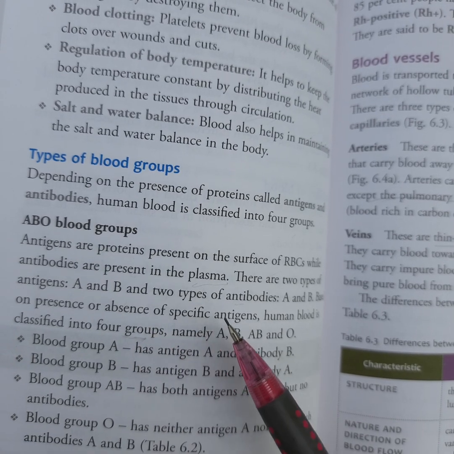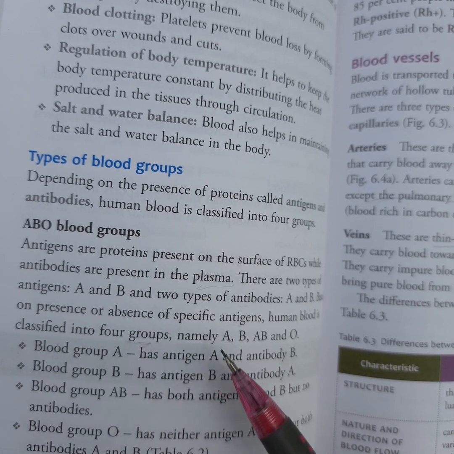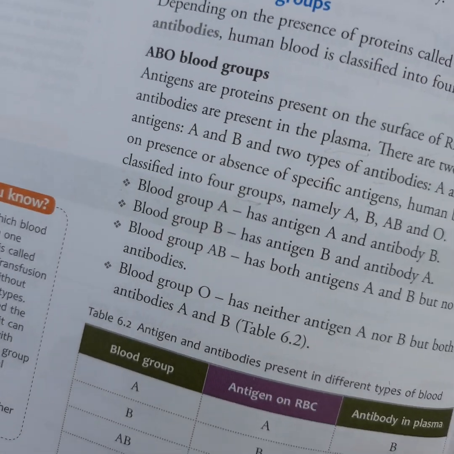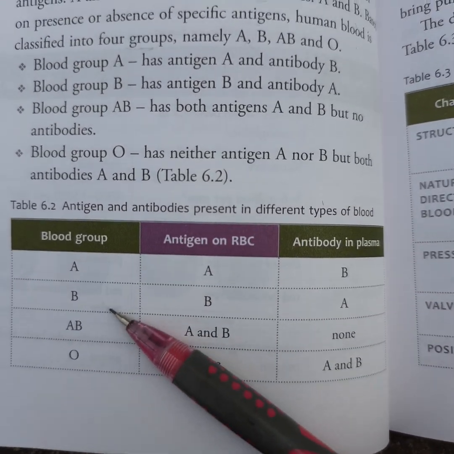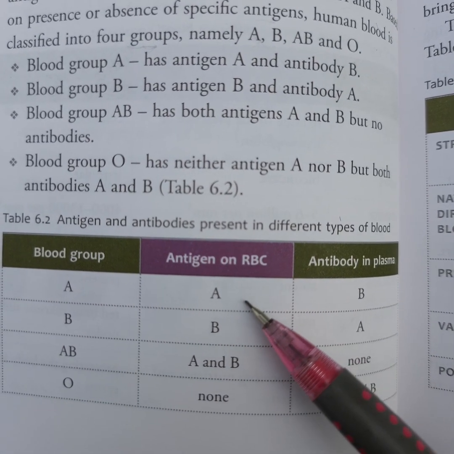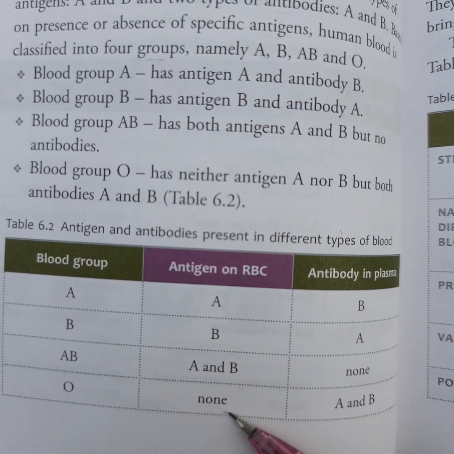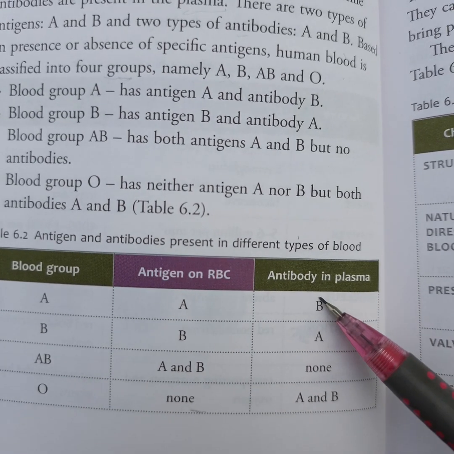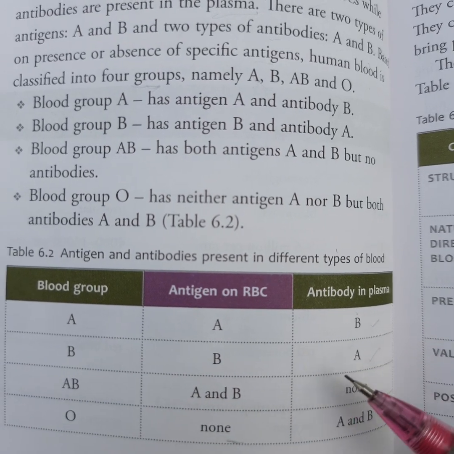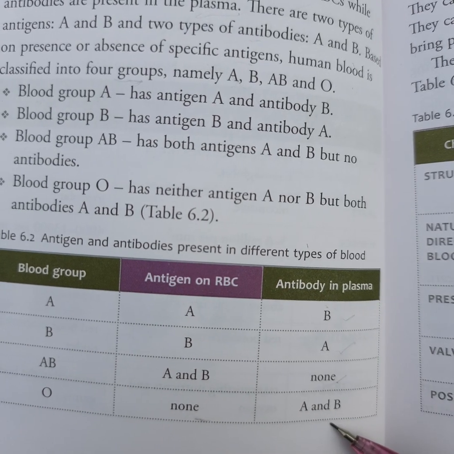Okay, based on presence and absence of antigens, they are again divided into 4 types, that is A, B, AB and O. So here in the table you can see, these are the blood groups A, B, AB, O, and here see antigen on RBC: A, B, A and B, and here no antigen. In O blood group no antigen is there. So antibody in plasma, in blood group A you will find B antibody, in B you will find A, and in AB blood group no antibody is there, and in O A and B is present.